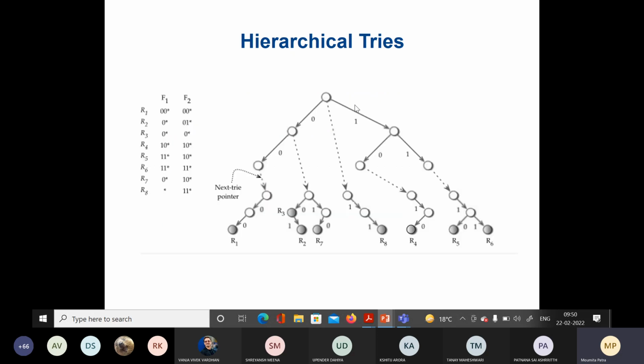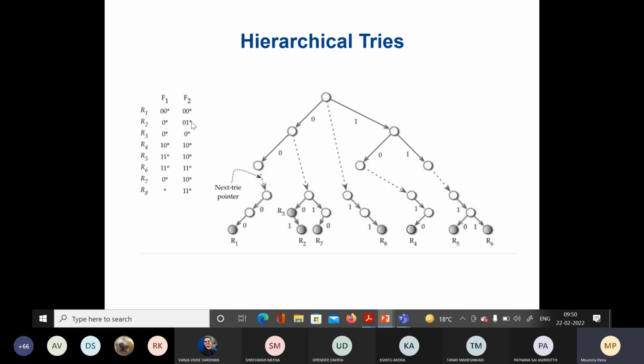So this is the corresponding F1 trie. We are not putting the exact F1 trie values here. Look at this. In the F1 trie, you have 0 0 star for R1. And in the F2 trie, what was the F2 value? That is this 0 0 star, corresponding to R1 here. So with the help of the next trie pointer, you just connect this F1 trie to the corresponding F2 trie.